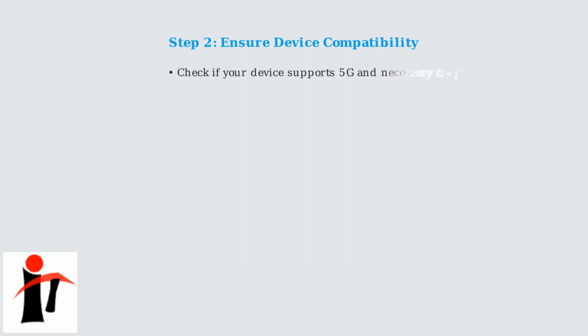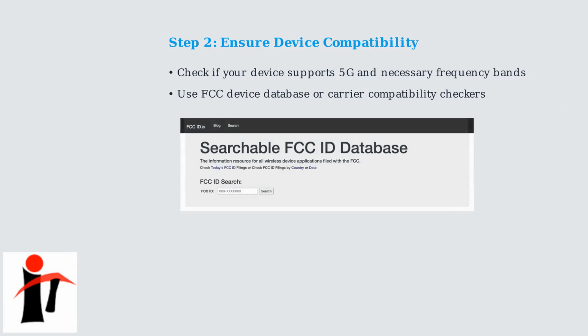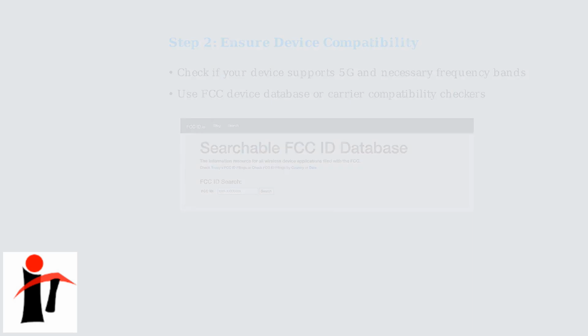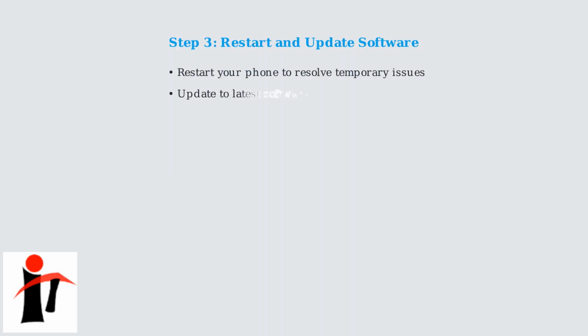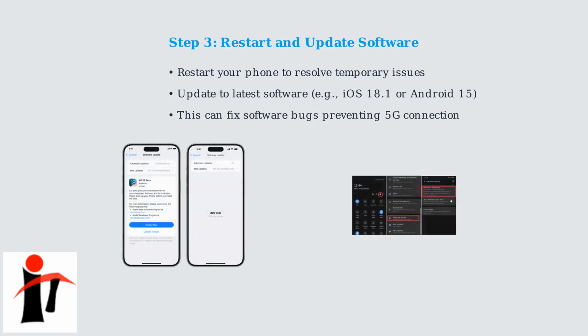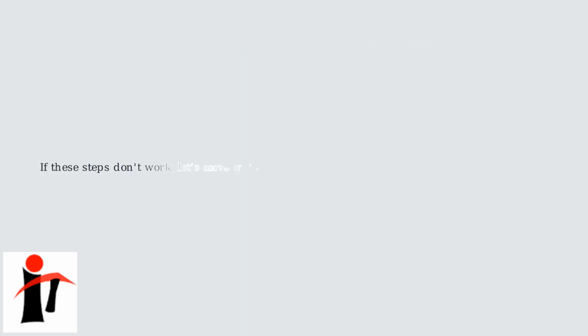Next, ensure your device is 5G compatible and supports the necessary frequency bands. Use the FCC's device database or carrier compatibility checkers to confirm. Restarting your phone and updating to the latest software, like iOS 18.1 or Android 15, can also resolve software-related bugs preventing 5G connection. If these steps don't work, let's move on to APN settings and coverage checks in the next section.